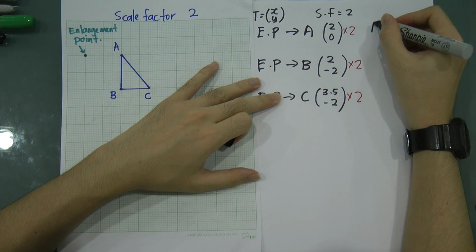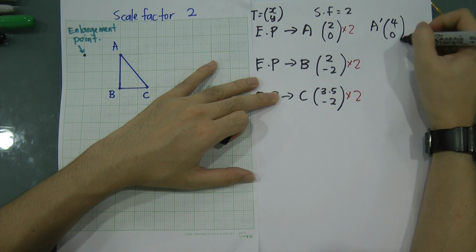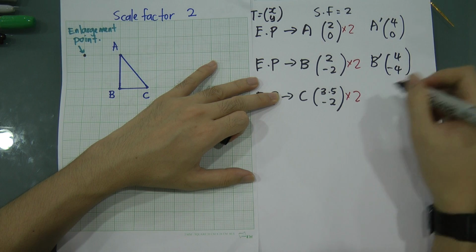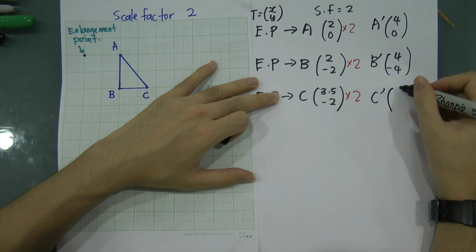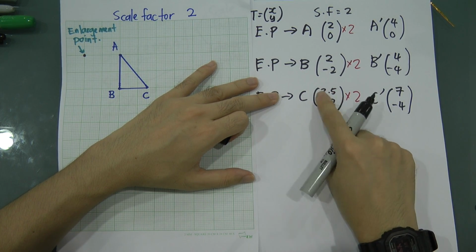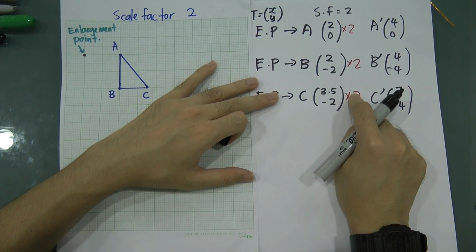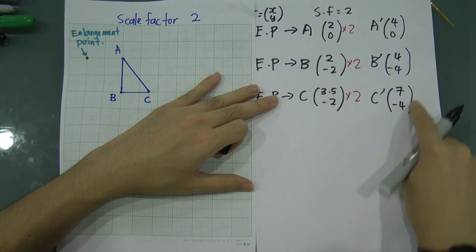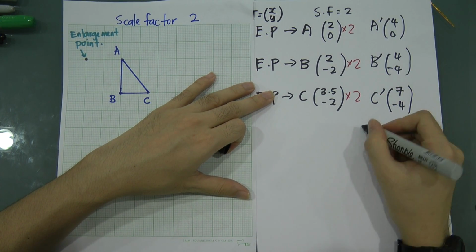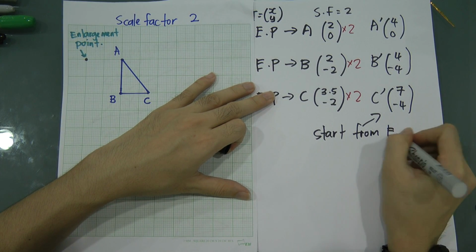So my A image after multiply 2 will be 4, 0. My B image after multiply 2 will be 4, -4. My C image after multiply 2 will be 7, -4. Alright, it's simple. 3.5 multiply 2, -2 multiply 2. Then after I got all this translation, I have to start from the enlargement point.